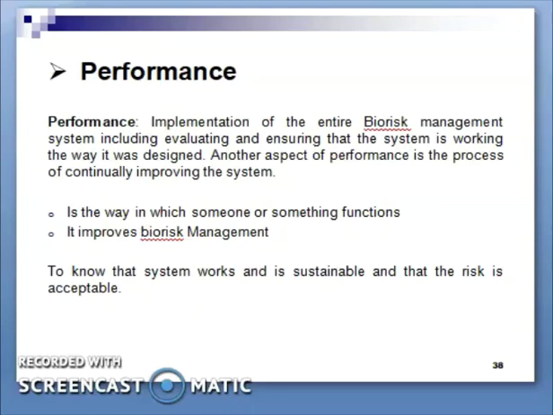To ensure this, we come to check and evaluate these things, and this we call performance. So performance is the implementation of the entire biorisk management system, including evaluating and ensuring that the system is working the way it was designed. Another aspect of performance is the process of continually improving the system. So why are we discussing this performance? Because to know that the system works and is sustainable and that the risk is acceptable.